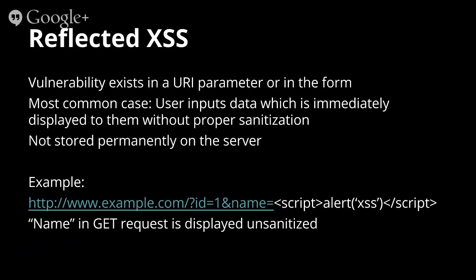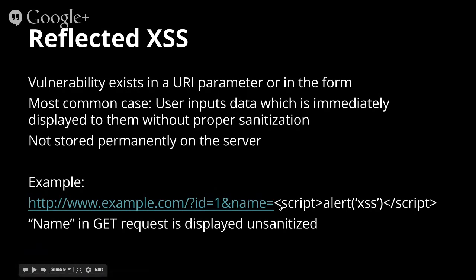Now, this is all reflected cross-site scripting. Reflected cross-site scripting is not stored permanently on the server. It typically happens through GET requests. So if you receive a link in your email and you click on that link, that's a reflected cross-site scripting attack. And this is just an example of what one attack looks like.